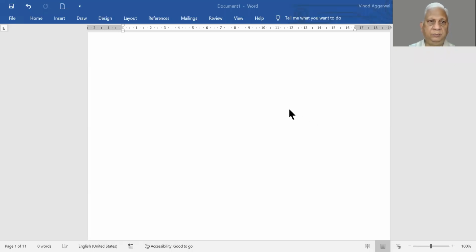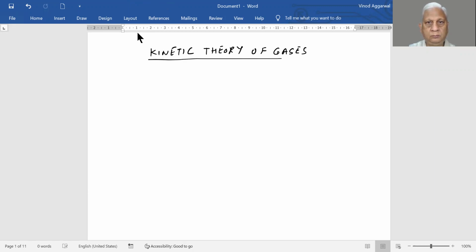Today's topic is kinetic theory of gases. Under this topic, we will be mainly dealing with ideal gas. What is an ideal gas?